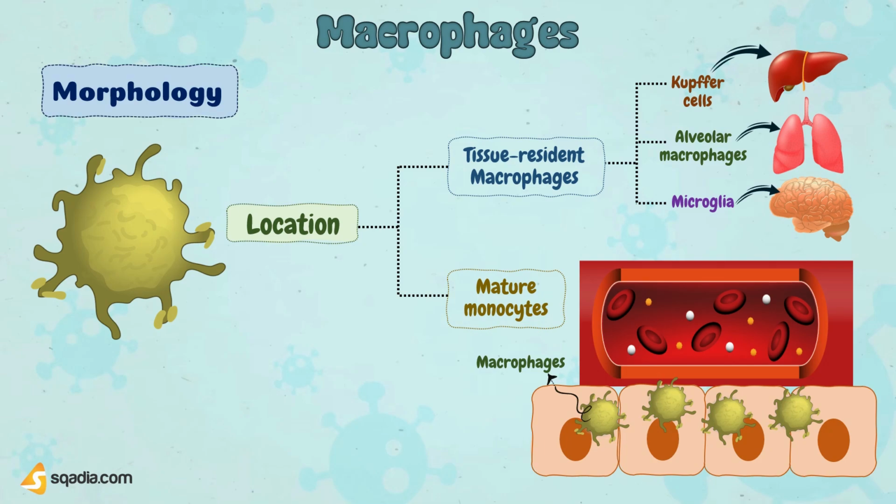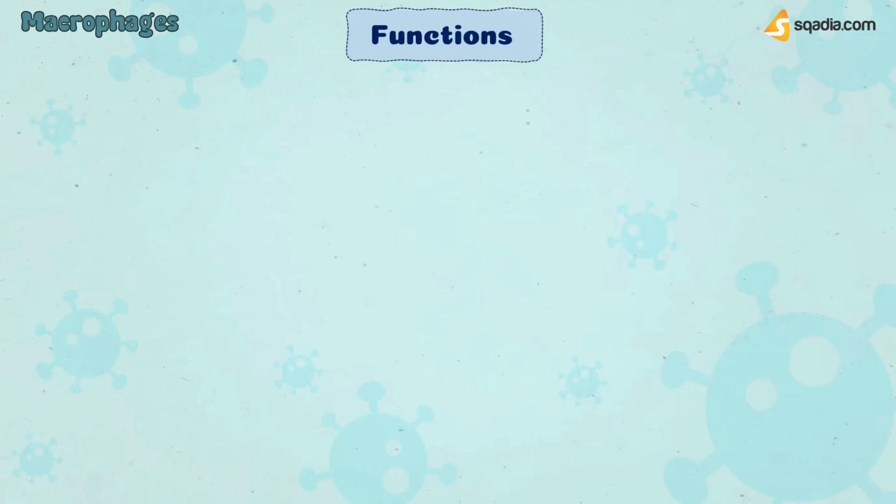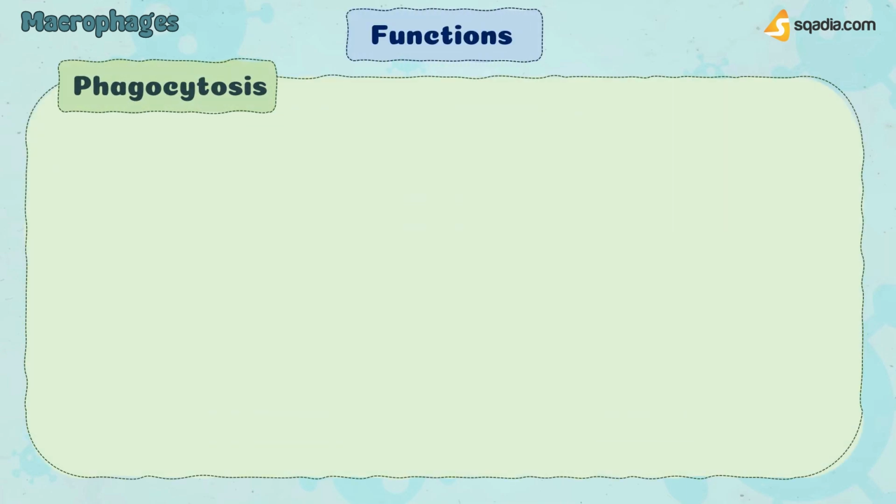Then within the tissues, these macrophages perform plenty of functions. The first one is phagocytosis, just like dendritic cells. One of the primary functions of macrophages is phagocytosis. And we know that it is the process of engulfing and internalizing foreign particles, such as bacteria, viruses, and cellular debris. And this process initiates the same way as we described for dendritic cells.